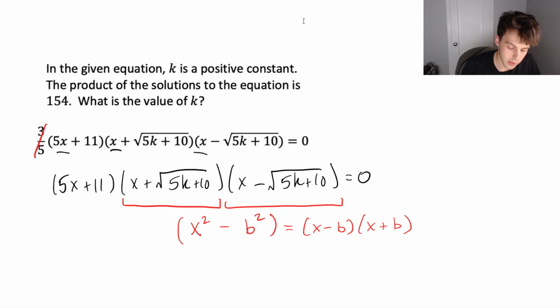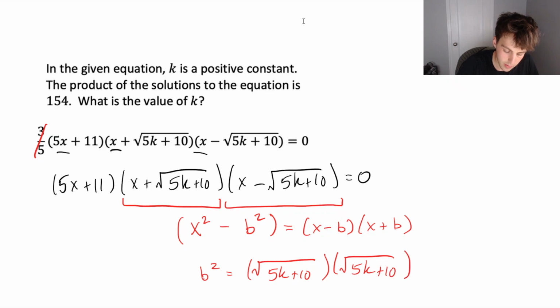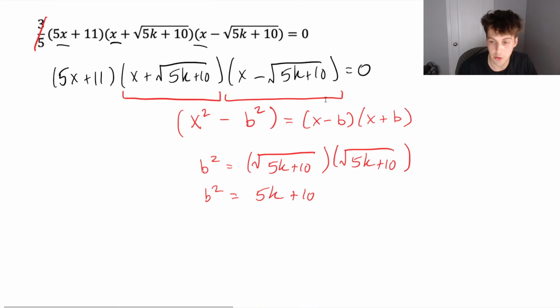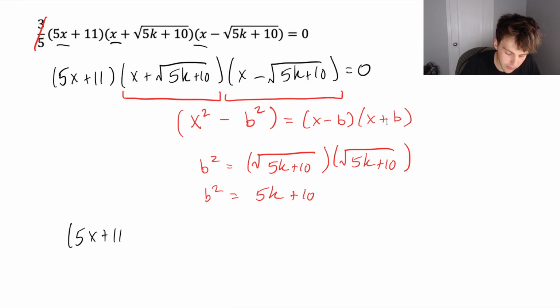We can see that our first term is still just going to be our variable x. X squared has been expanded to x and x. Our second term, our b, we can see that our b squared would just be square root of 5k plus 10 times the square root of 5k plus 10. So we can see that b squared is 5k plus 10. Our square roots are going to cancel each other out. So what we can see here now, we can simplify this to just x squared minus, and our b squared we just found is 5k plus 10, and make sure you don't forget the brackets there.